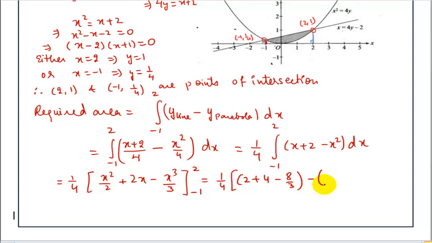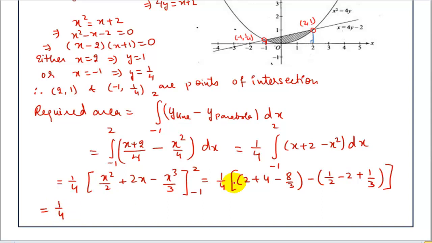Now replacing x by -1. So square of -1 is 1 only, so this reduces to 1/2. Then 2 into -1 will be -2. Then cube of -1 will be -1, so minus of -1 will make it +1. And this divided by 3.